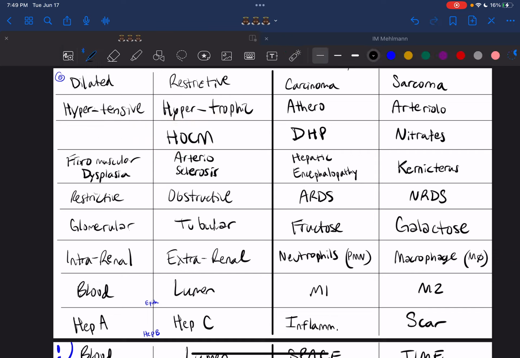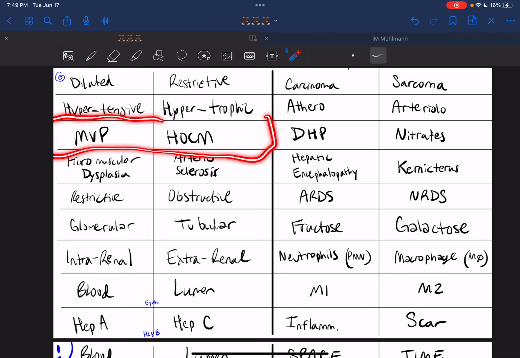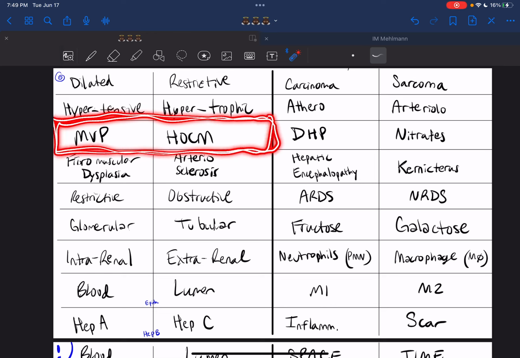But another one I could do is MVP versus HOCM, because these are the only two murmurs that do the opposite of what they're supposed to do when you do the Valsalva maneuver. All the other murmurs act the same way. These two are the exception.